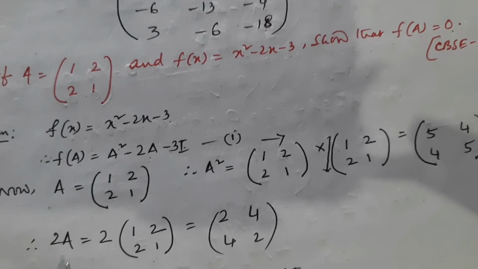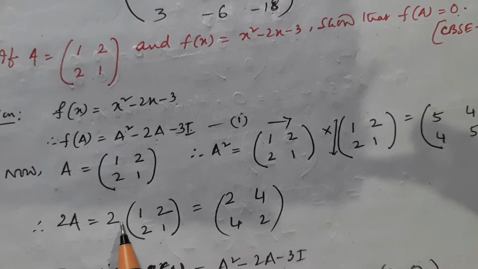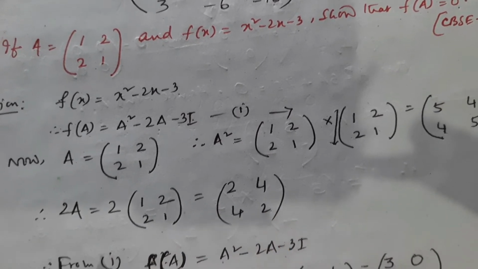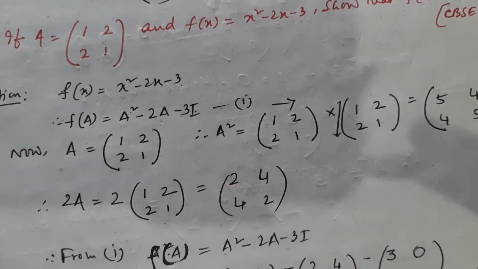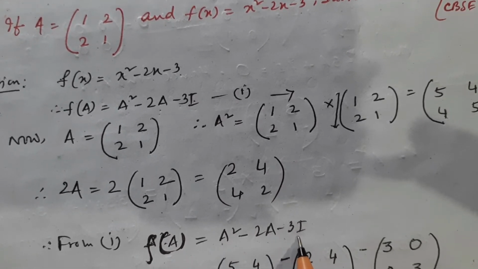Now 2A: 2 into [1 2; 2 1], 2 is multiplied with each and every element of this matrix, we get [2 4; 4 2]. Therefore from equation 1, f of A that is equals to this. Now f of A that is equals to A square minus 2A minus 3I.